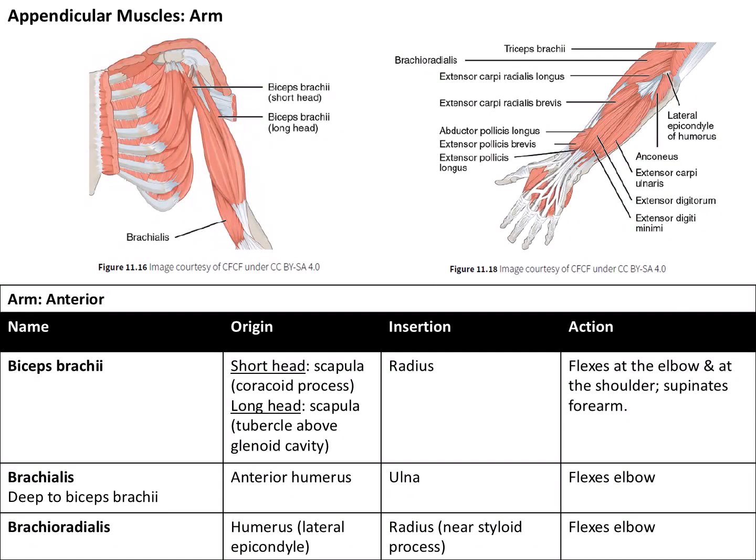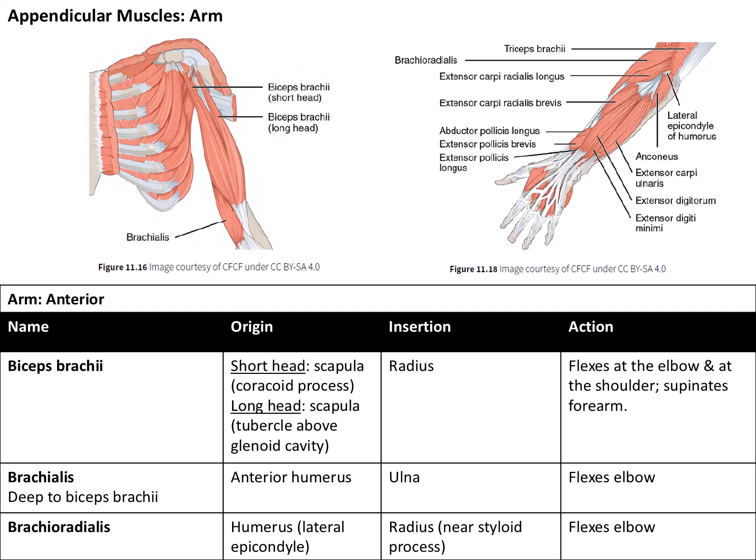Moving on to the muscles of the extremities, let's start with the upper extremity and then move into the lower extremity. The biceps brachii is located on the upper arm. Biceps means it has two heads, and brachii refers to the region where it's located. The short head of biceps brachii originates from the coracoid process of the scapula, and the long head originates from a small tubercle just above the glenoid cavity of the scapula. This muscle inserts on the radius.